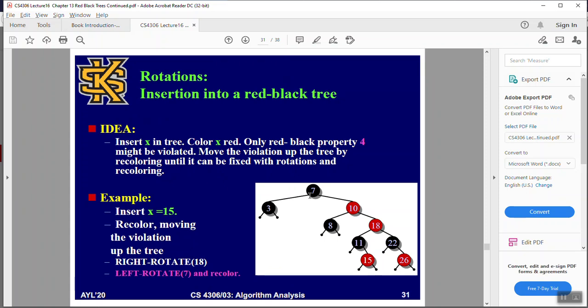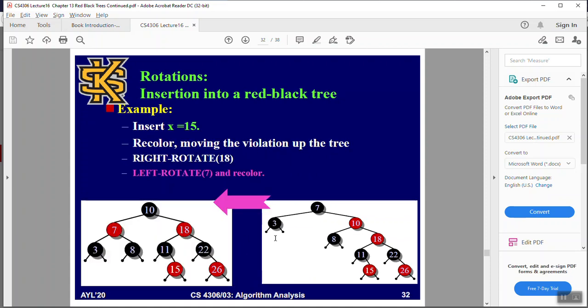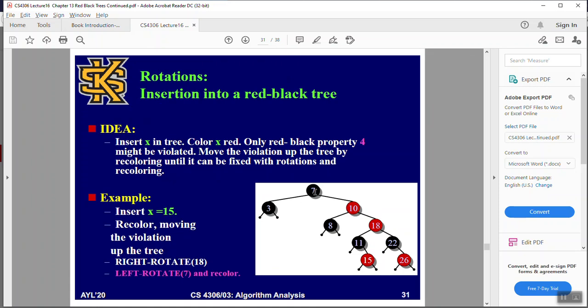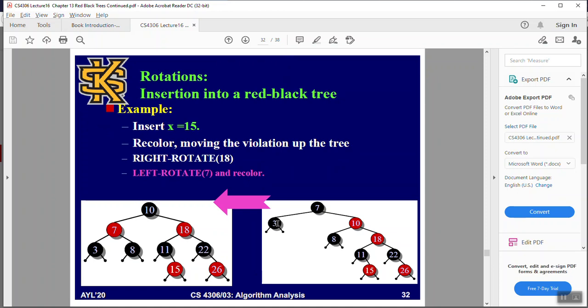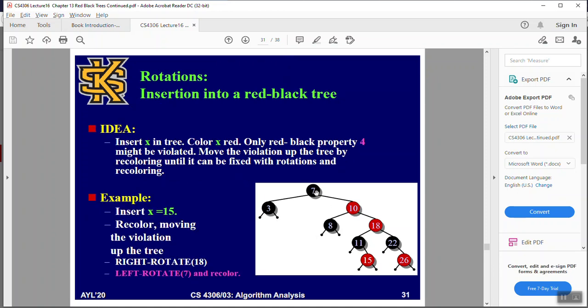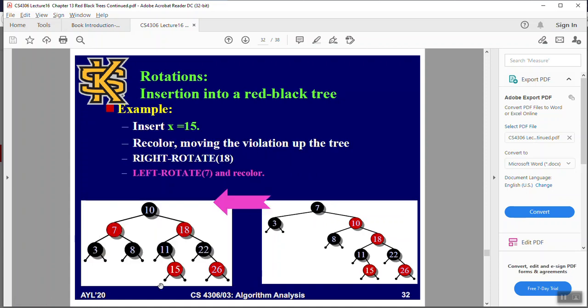Okay, and definitely the 7 will be here, and then 3 will be on the left side of 7, right? So you see that 7 will be here, okay, with recolor. So 7 was initially red, so now black, then it will be red. Okay, and then if it is red, then 3, which was black, can stay black, right? So this is 3, okay, and then let us draw this intuitively, so you can understand.